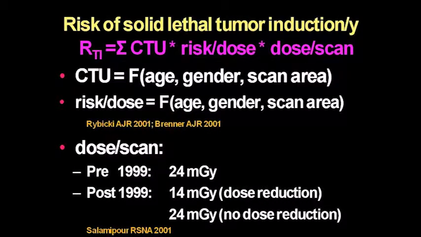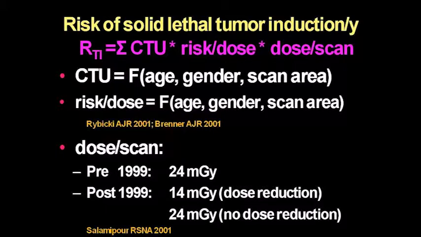It's the CT utilization times the risk per dose times the dose per scan. And this was 10 years ago, and we had the CT utilization, we could get it from our medical records as a function of age, gender, and scan area. And then the risk per dose was based on the information I had available at that time, also a function of age, gender, and scanned area.